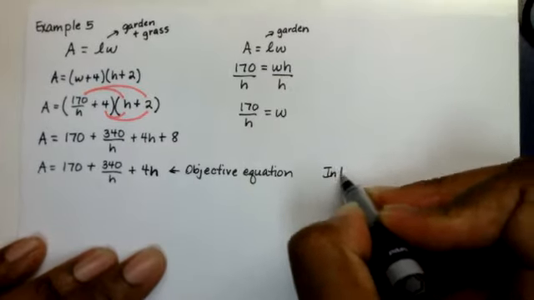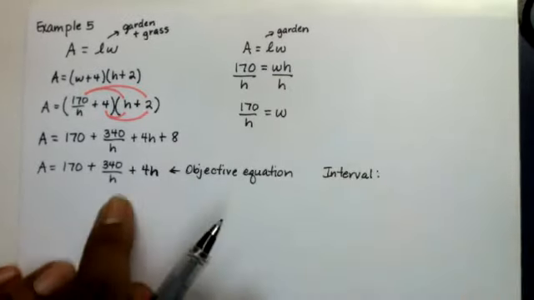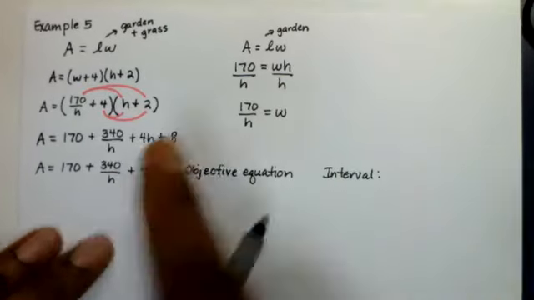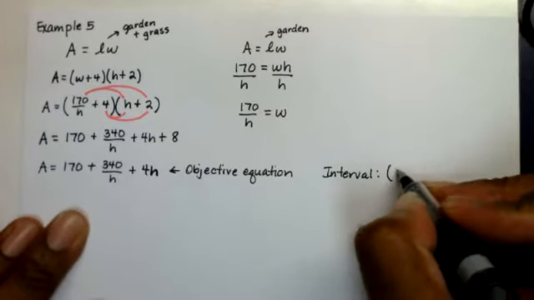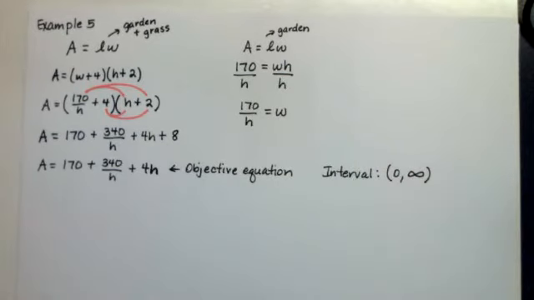Well, our lengths cannot be negative. And if you look at this, I would get a 0 in the denominator here. So the interval will have to be in interval notation, everything positive, from 0 to infinity. And not including 0, by the way.